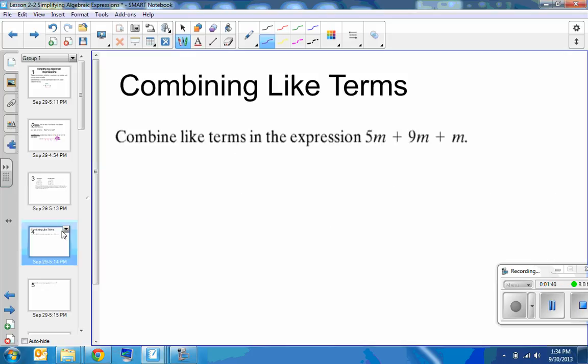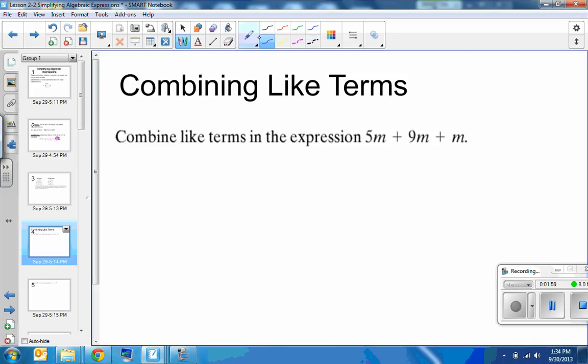So, combining like terms. We talked about this when we looked at our menu math in class last week. On Friday, we talked about how we could combine cheeseburgers and hamburgers because they were the same thing. Well, here it's the same thing. We can combine our variable m with other m's because they're the same letter.